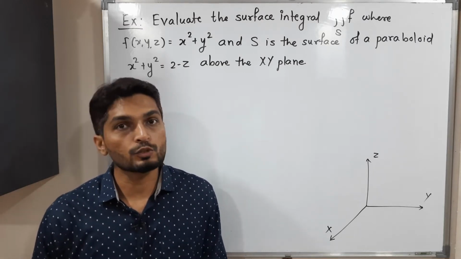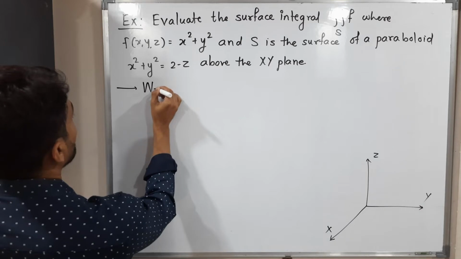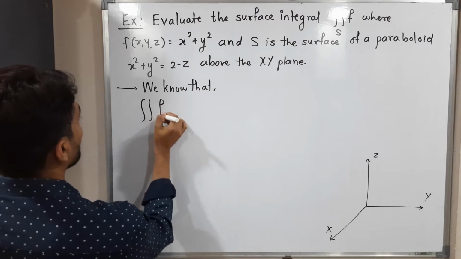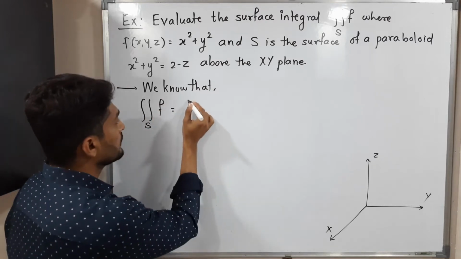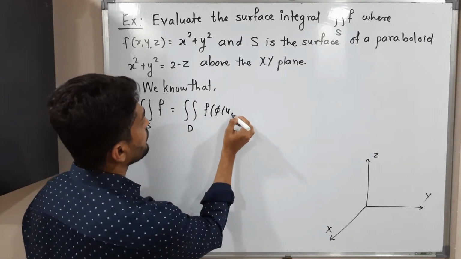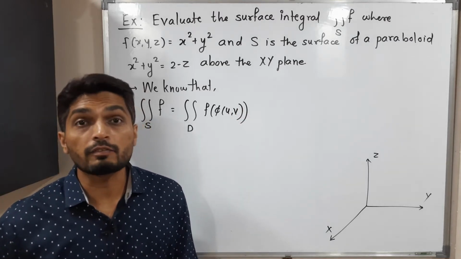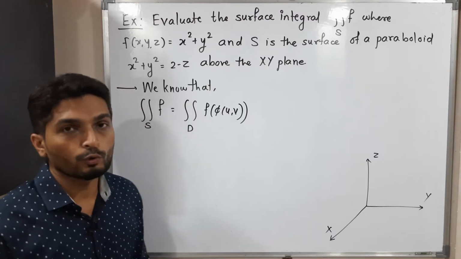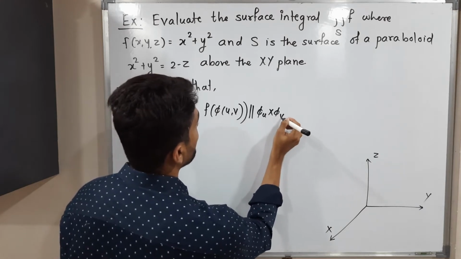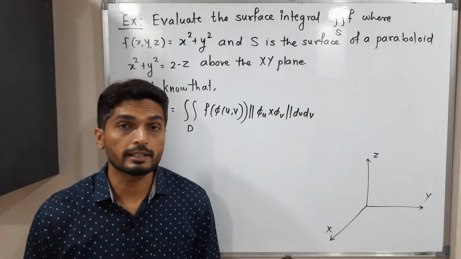So let me write the definition of the surface integral of a scalar field first. We know that the double integration of f over surface S is equal to the double integration over D of f of phi of uv. Phi is what? Phi is a parameterization of the surface S, and phi is defined on domain D. So this integration we solve on domain D, of norm of phi u cross phi v du dv. So this is the definition of the surface integral of a scalar field.